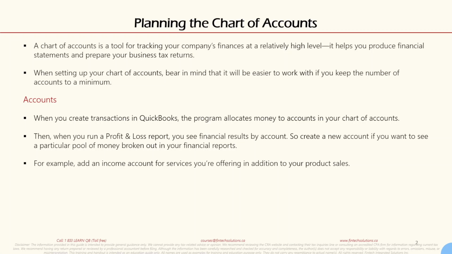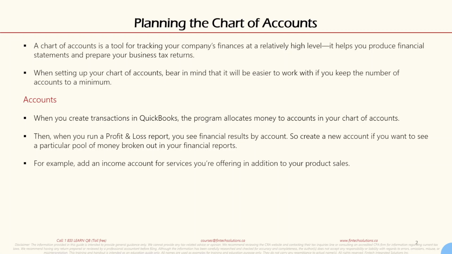When you create transactions in QuickBooks, the program allocates money to accounts in your chart of accounts. Then when you run a profit and loss report, you see financial results by account. So create a new account if you want to see a particular pool of money broken out in your financial reports. For example, add an income account for services you are offering in addition to your product sales.